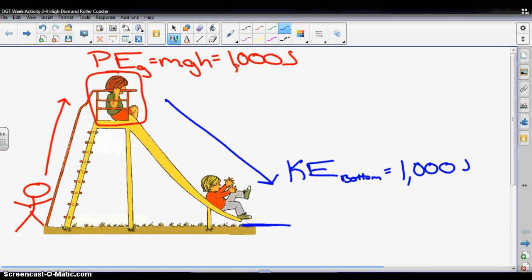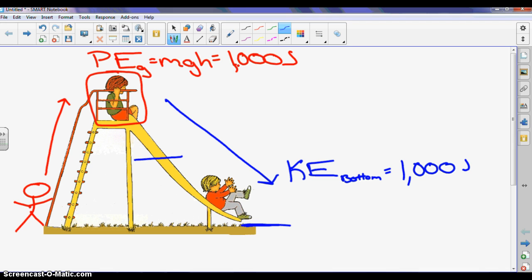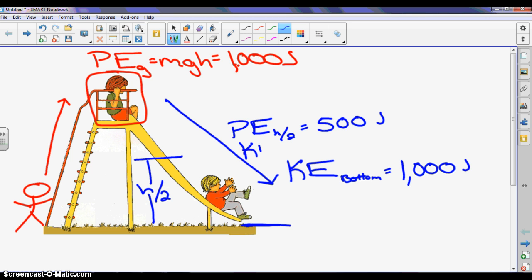Now, some basic things that you are going to work through. Let's say we are at half of the maximum height, so h divided by 2. At half the height, half of our energy would be in potential, so we would have 500 joules there, and half of our energy would be in kinetic.